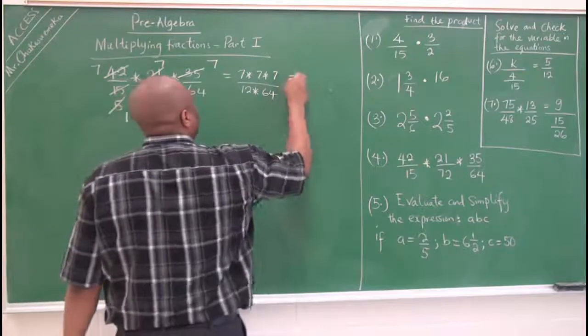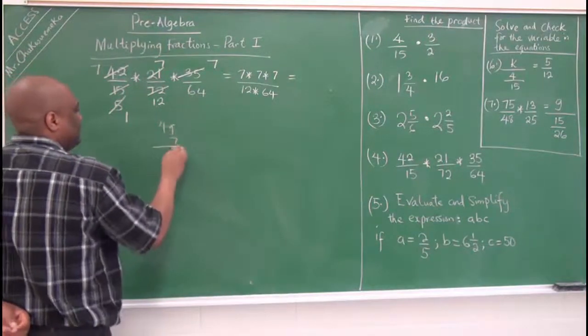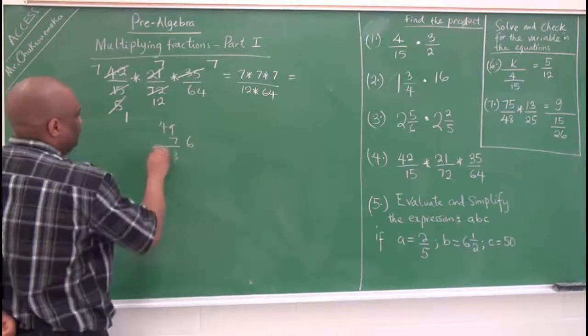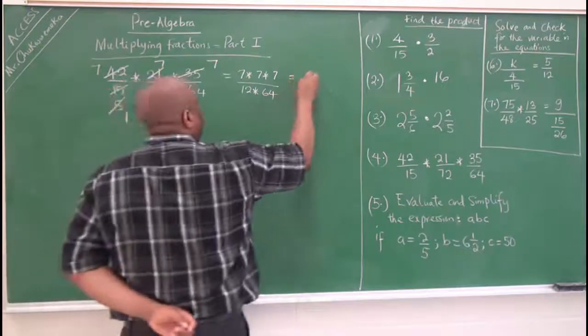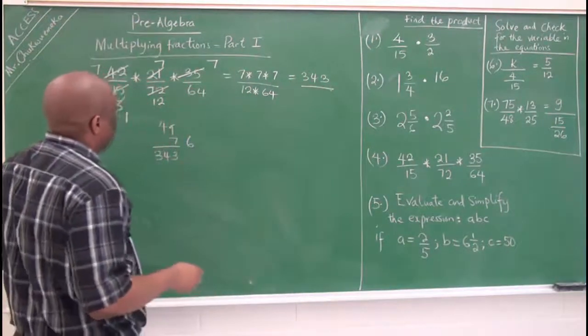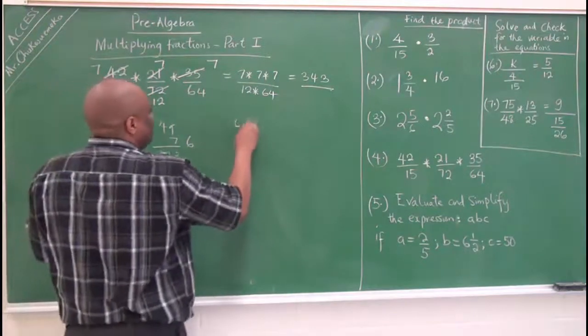Okay? So this is what? 49 times 7 is what? 49 times 7. 7 times 9 is 63. 7 times 4 is 28, plus 6 is 34. 343 all over, let me make sure, okay, all over 64 times 12.